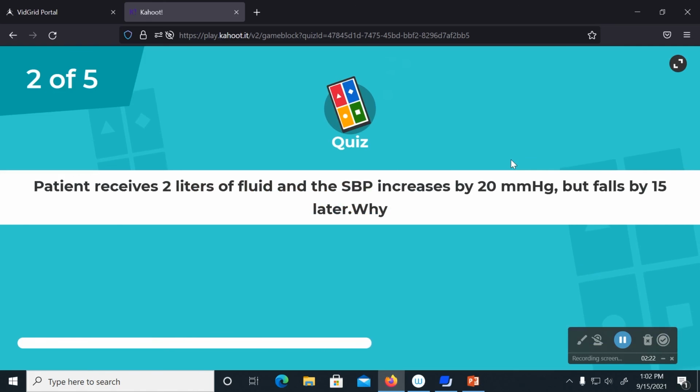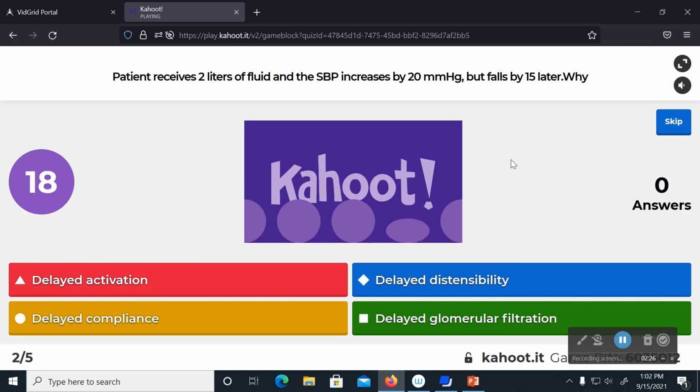Okay, patient receives 2 liters of fluid, and the systolic blood pressure, that's SBP, increases by 20, but falls by 15 later. Why?